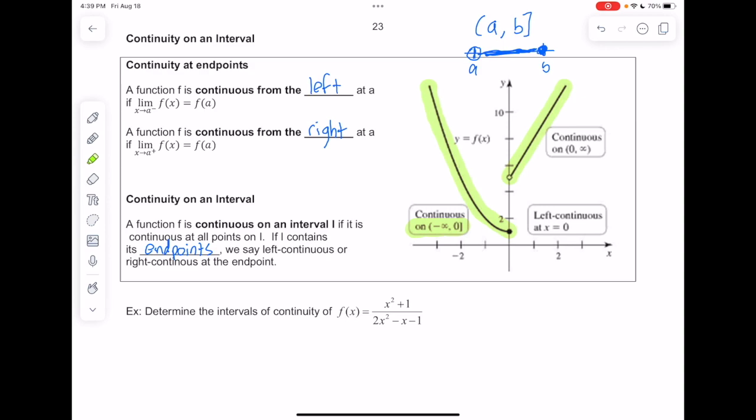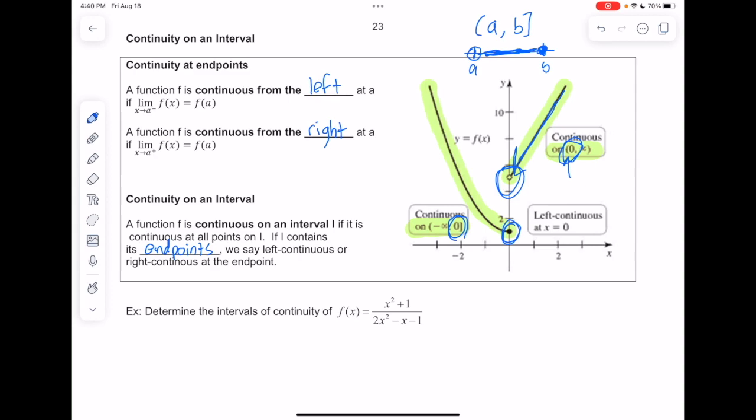But on the right-hand side, we don't include the 0 in that part of the interval of continuity because the endpoint is not included. So this endpoint right there was not included, and that's why it's not included here. The limit as we came from the right-hand side didn't equal the value of the function, which was down there. So left continuous at x equals 0, but not right. So we included the 0 in the interval that comes from the left, but not the one on the right.